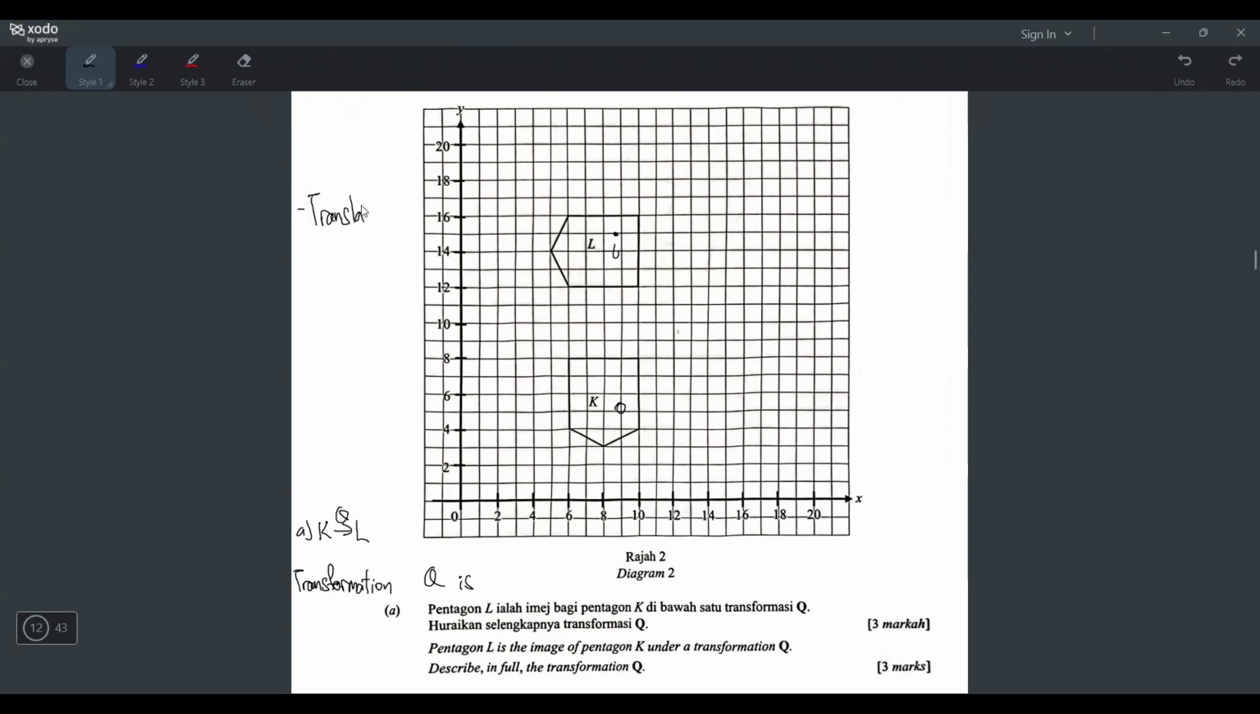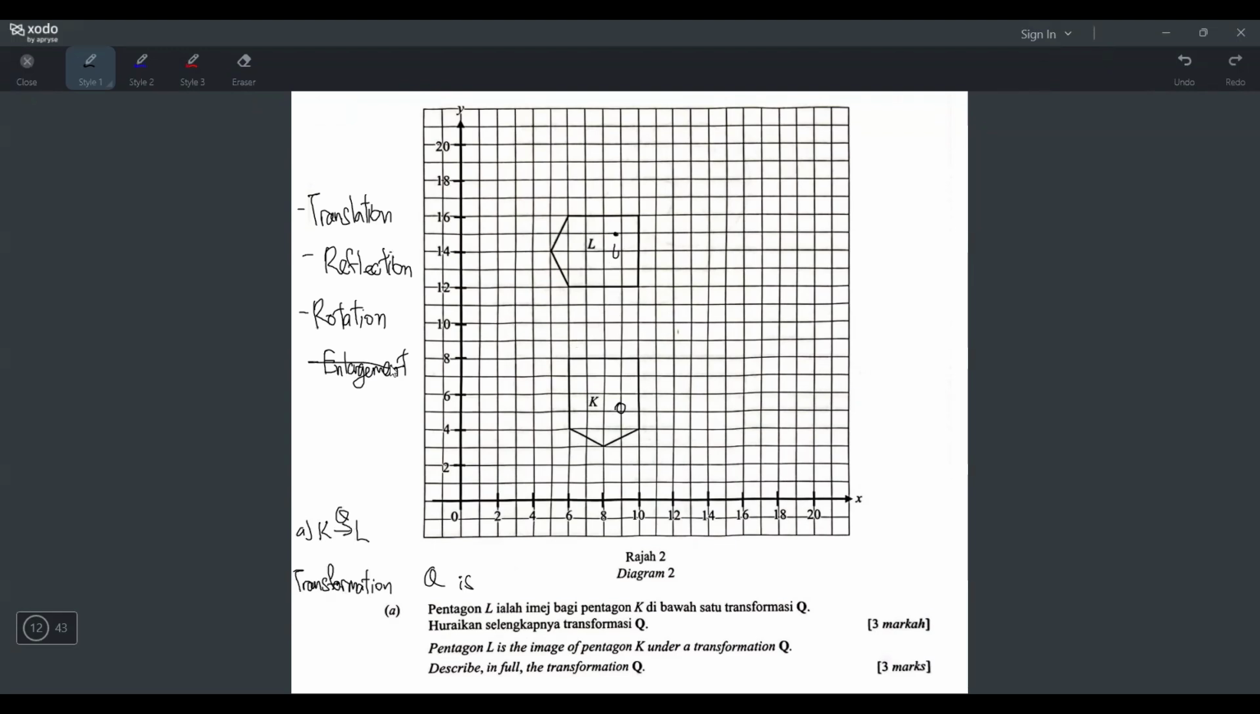Okay, let me write down all the possible transformations. You have translation, translasi, reflection, pantulan, rotation, putaran, and then the last one is enlargement, pembesaran. Usually we check whether it's enlargement or not, because this is very easy to check. Just look at the size. I think they are the same size, which means they are congruent. And if they are congruent, it's not enlargement, right?